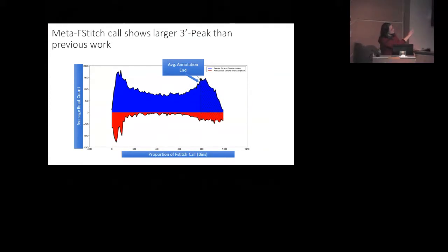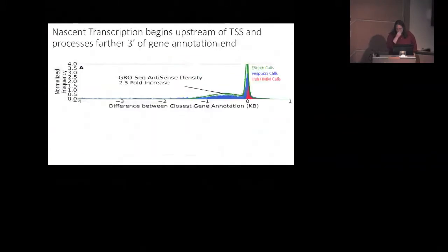And polymerase proceeds much further past, as shown by the hash marks on the right there, that cleavage site. So the site that we annotate as the end of the gene is the cleavage site and the polyadenylation site, and polymerase proceeds past that some amount. So how much does it proceed past that?